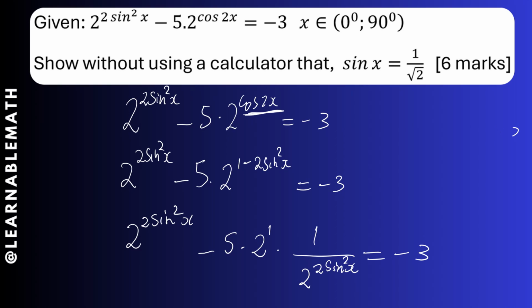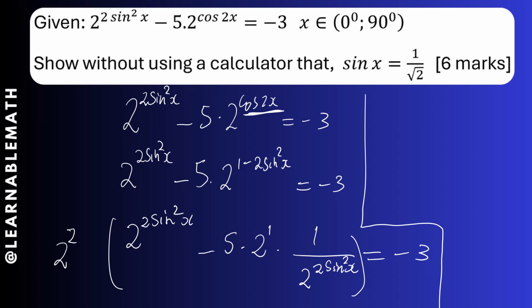Then what we can do from this point is for us to have a sort of linear equation. We can multiply both sides, every term here, by 2 to the exponent of 2 sine squared x. So I'm going to multiply everything here by 2 to the exponent of 2 sine squared x. What I do on the left must also be done on the right. Also here, multiply by 2 exponent 2 sine squared x.